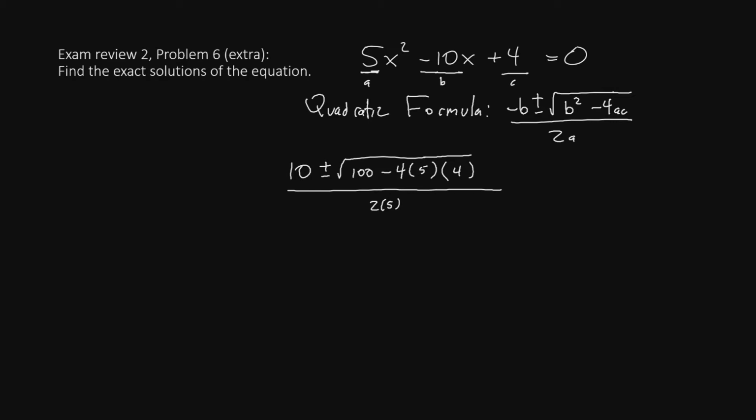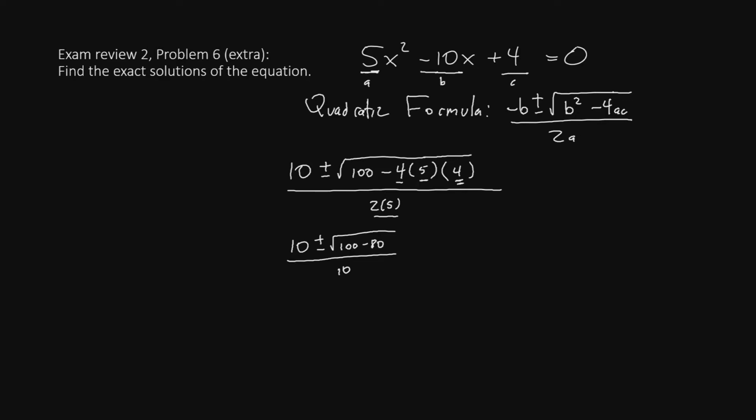Let's simplify under the square root first. This 4 times this 5 gives 20. 20 times this 4 gives 80. So we will have 10 plus or minus square root of 100 minus 80, divided by 2 times 5, which is 10.